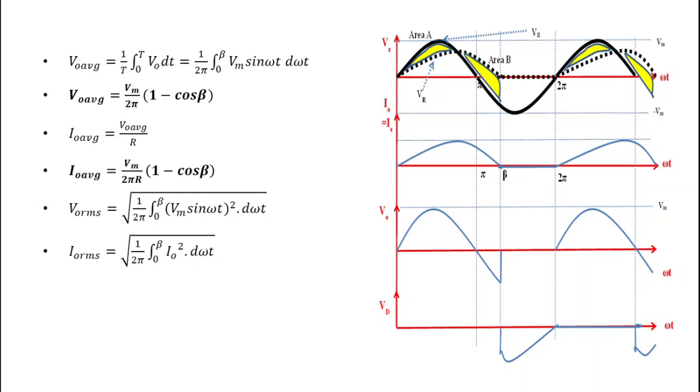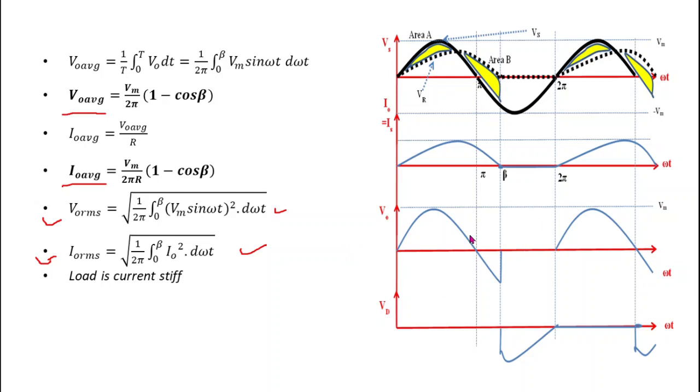But from exam point of view, these two are not important. Only this formula of V naught average and this formula of I naught average are important. But you must know the procedure to calculate V naught RMS and I naught RMS, so you can easily calculate this.